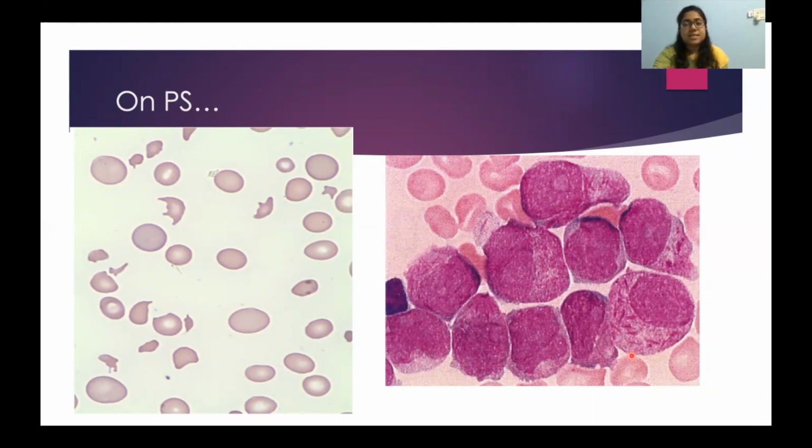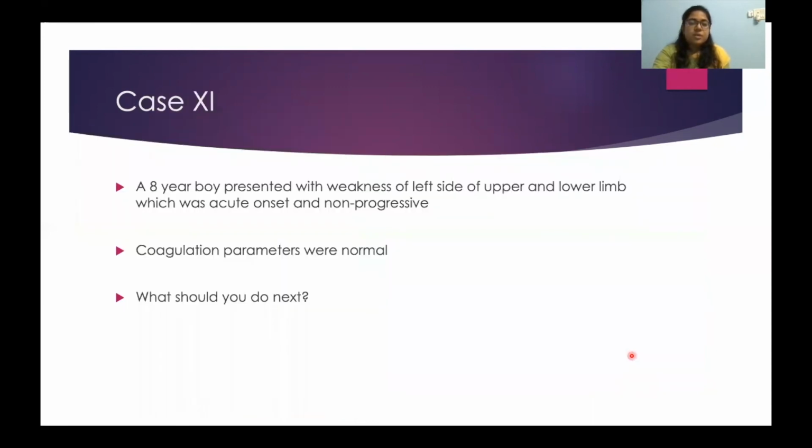patient. Since this is a secondary DIC, obviously from the last lecture you must be remembering the cornerstone is you have to treat the cause. The cause over here is the leukemia. Okay, so let's move on.